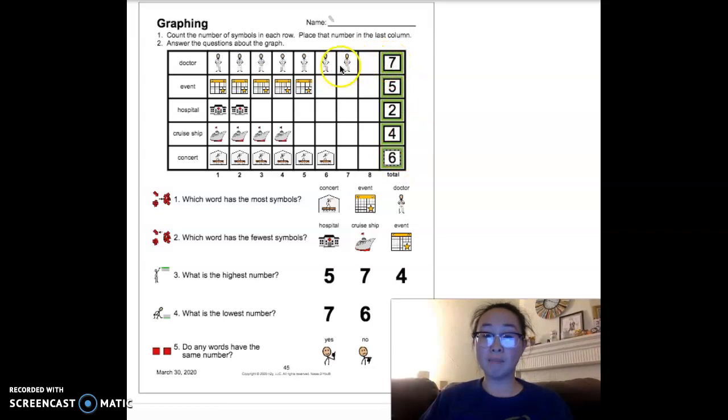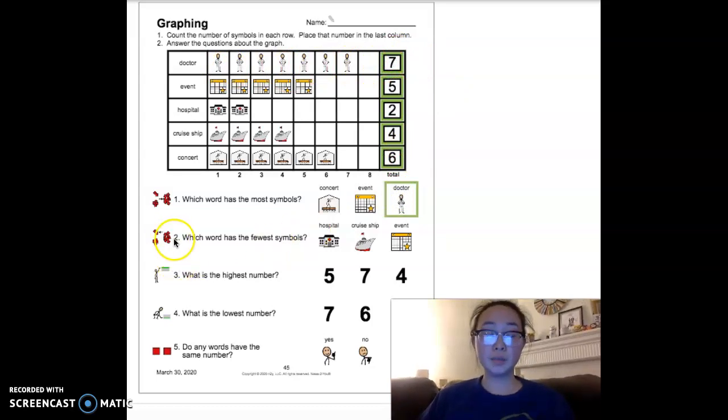So the word that has the most symbols, and if the numbers seem confusing, you can look at the symbols. We can see from here that the most is right over here because 7 is the most. So 7 is the most, which means the answer is doctor. Doctor. Number 2, which word has the fewest symbols? Hospital, cruise ship, or event?